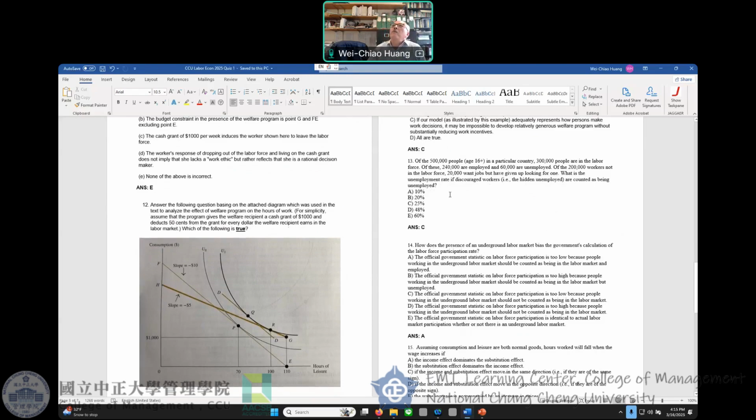300,000 people are in the labor force. That means 200,000 are not in the labor force. Of these, 240,000 are employed and 60,000 are unemployed. Of the 200,000 workers not in the labor force, 20,000 want jobs but have given up looking for one. So what is the unemployment rate if discouraged workers, those hidden unemployed, are counted as being unemployed?